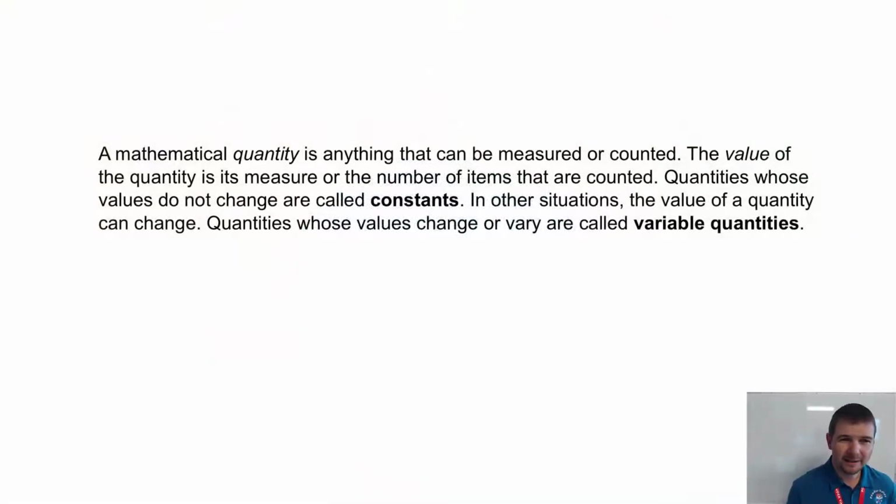A mathematical quantity is anything that can be measured or counted. The value of the quantity is its measure or the number of items that are counted. Quantities whose values do not change are called constants. In other situations, the value of a quantity can change. Quantities whose values can change or vary are called variable quantities.